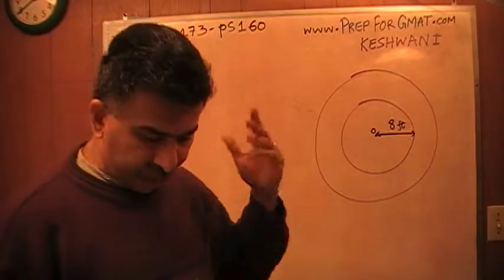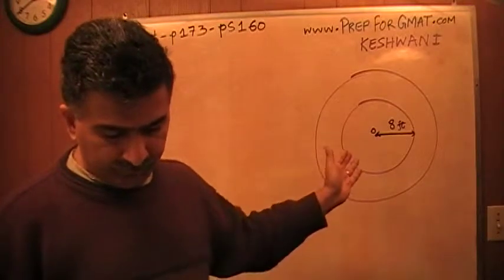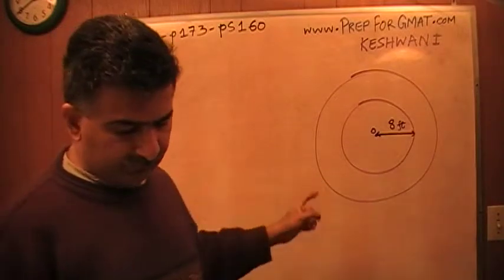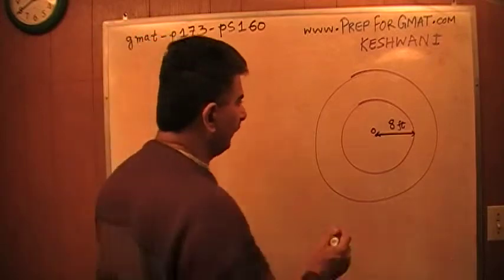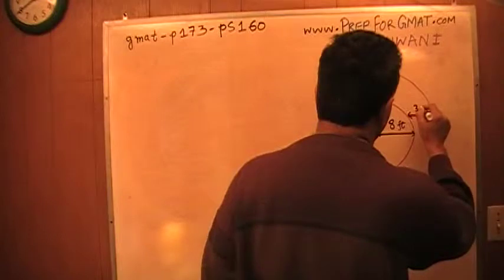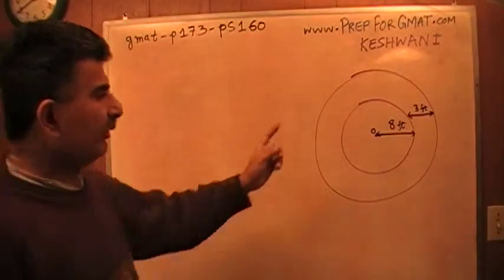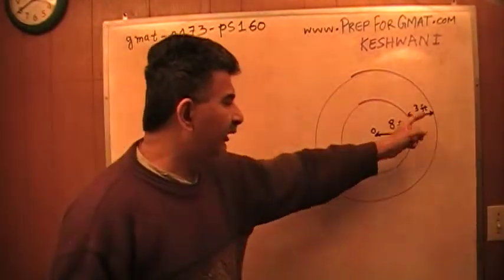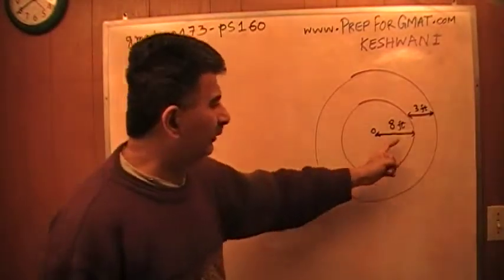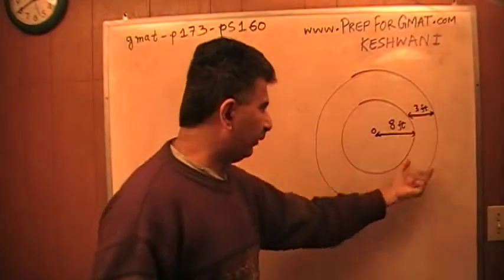Let me read the whole thing again. The picture above shows a circular flower bed with its center at O, surrounded by a circular path that is 3 feet wide. That's an important information. This thing is 3 feet. In other words, the radius of the outside circle is 11 feet, and the radius of the small inner circle is 8 feet, because this is 3 feet wide all the way around.